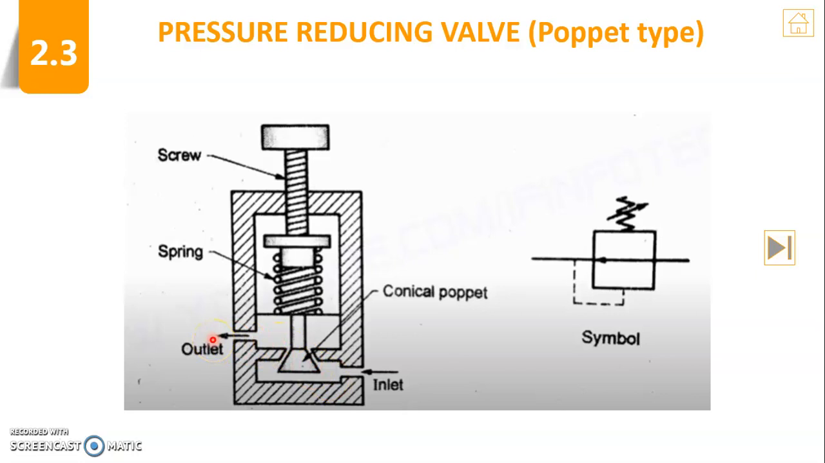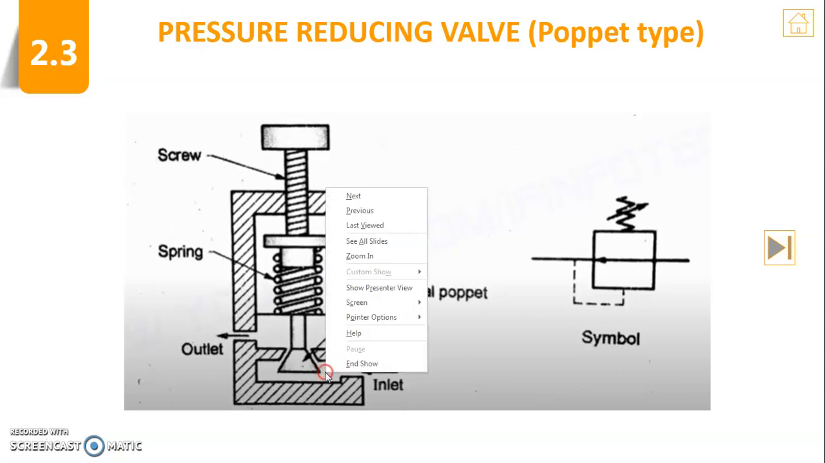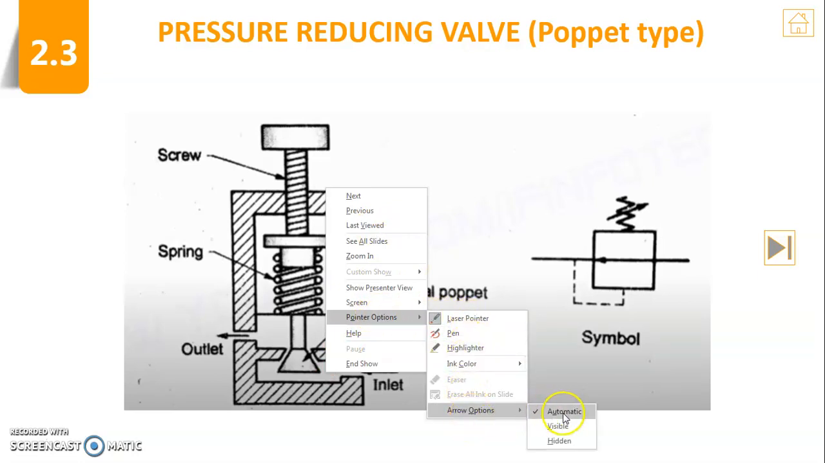If there is any change in pressure, then the poppet will reset and come back to its original position, or you can increase or decrease the position of your poppet with respect to the given application. It can automatically maintain the pressure in the circuit. So this is the simple pressure reducing valve which we commonly use in our pneumatic applications.